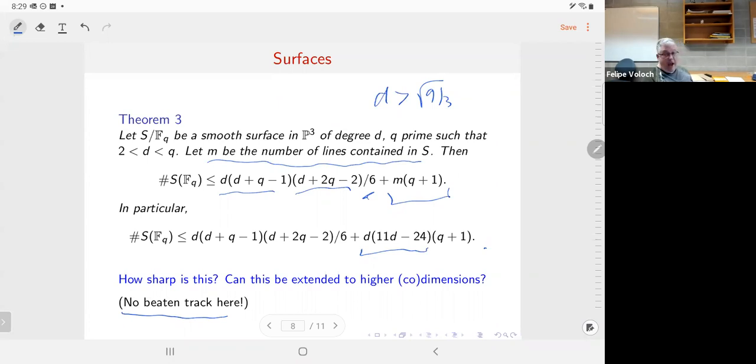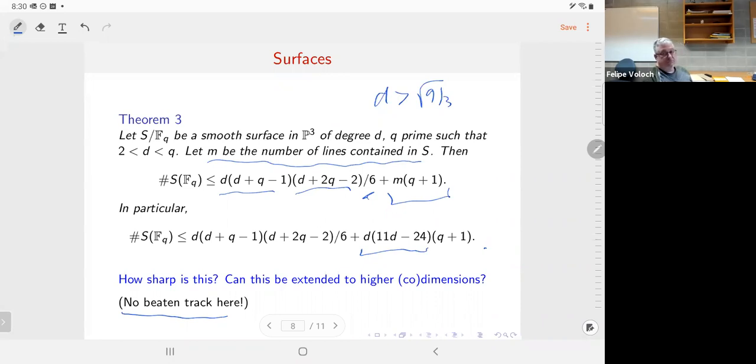I have no idea how sharp it is. I have a couple of examples. The paper where I proved this is quite old. It's in a contemporary mathematics volume about 20 years ago, maybe 15, I don't remember. It's called Surfaces in P3 over finite fields, and I have a couple of examples where the bound is attained, but I don't have a sense for how often this bound is attained, for which degrees, and all of that. And again, can this be extended to higher dimensions or higher codimensions?